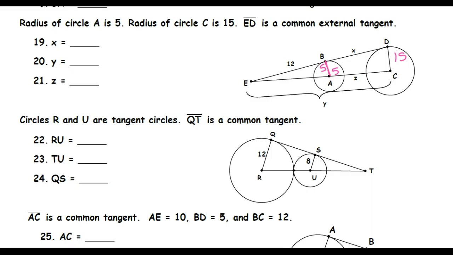ED is a common tangent. That's just a fancy way of saying, hey, ED is a tangent for both circles. So it does serve as a tangent line to both circles. We want to find X, Y, and Z. Who has an idea of where we could start? Yes?